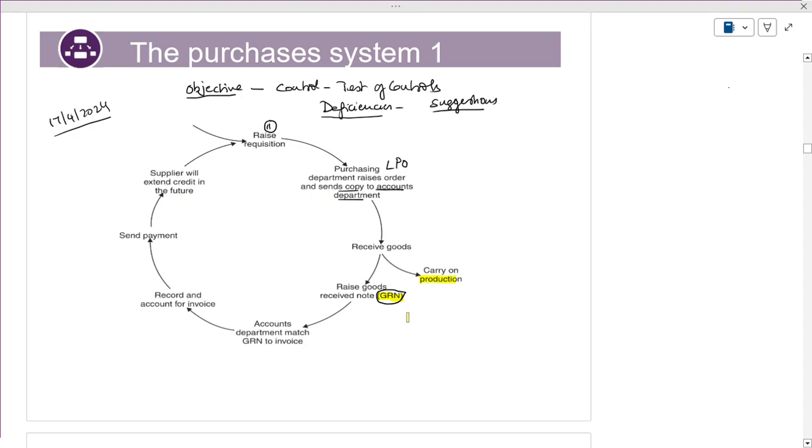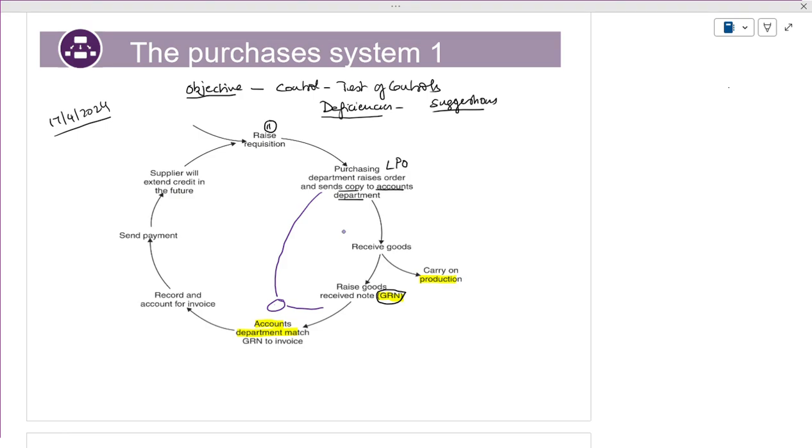Next, once you receive the goods, the goods received notes will be sent to the accounts department. The accounts department will match. Why will the accounts department match, and with whom? First, they have received an LPO that we are purchasing, and they have received the goods. These two have to be matched. Then only the accounts department will get the evidence that the goods ordered have been received.